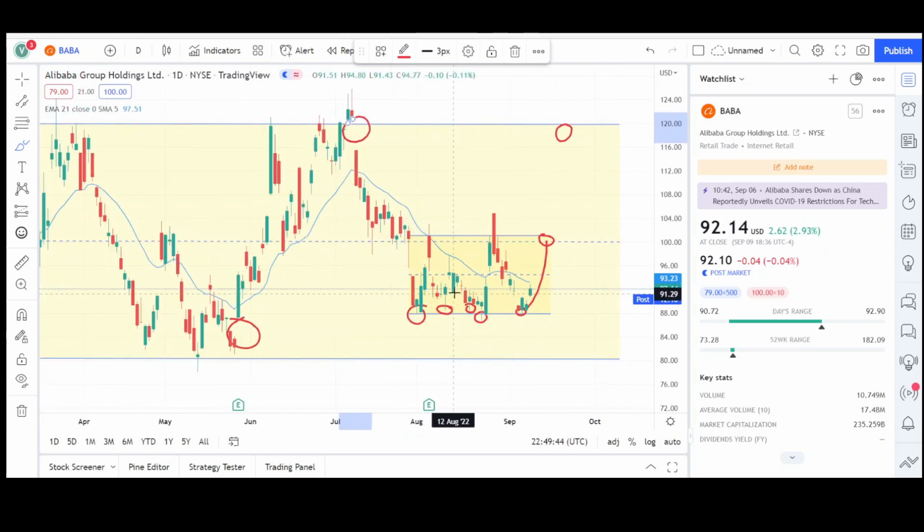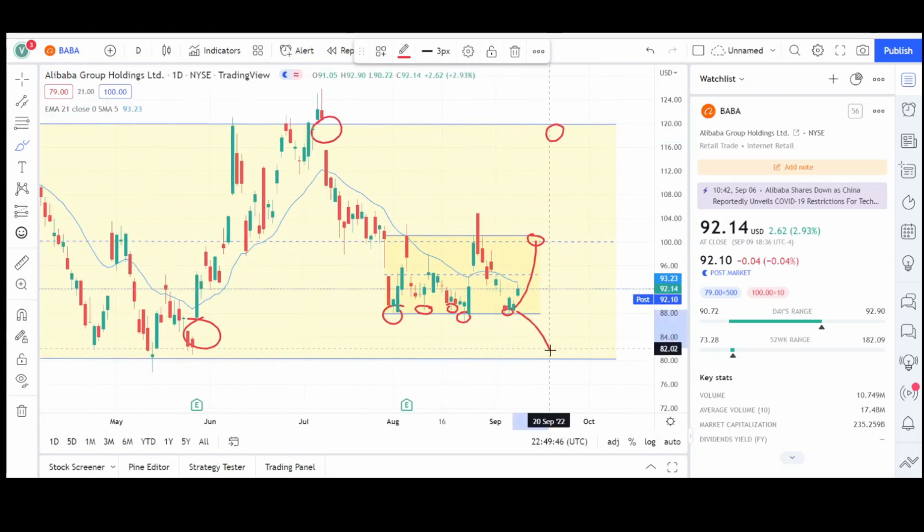So eventually, if we do break this range pattern that we're inside of, let me go and change the color to separate it from the bigger range. When we break this orange range to the downside, we're probably going to fill in this gap and reach the lows of the range at the $80 level.